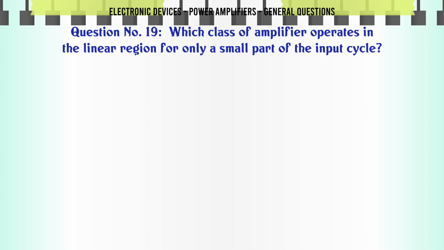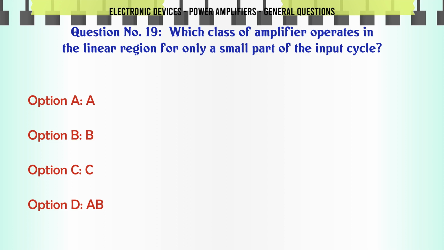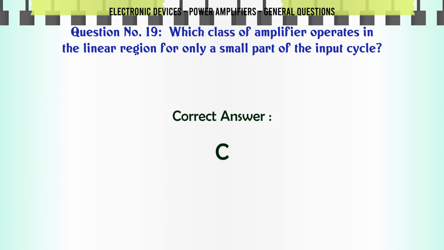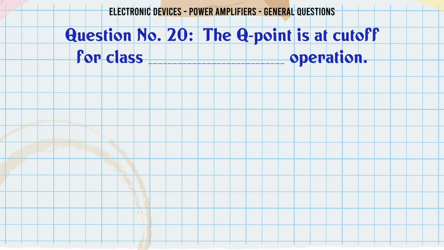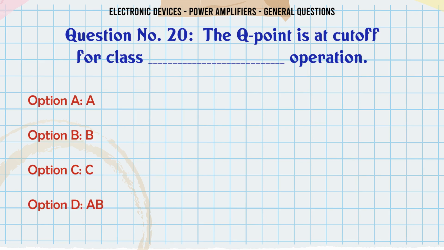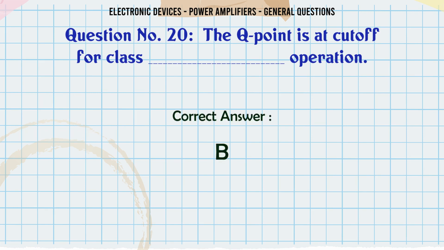Which class of amplifier operates in the linear region for only a small part of the input cycle? A. A, B. B, C. C, D. AB. The correct answer is C. The Q point is at cutoff for which class of operation? A. A, B. B, C. C, D. AB. The correct answer is B.